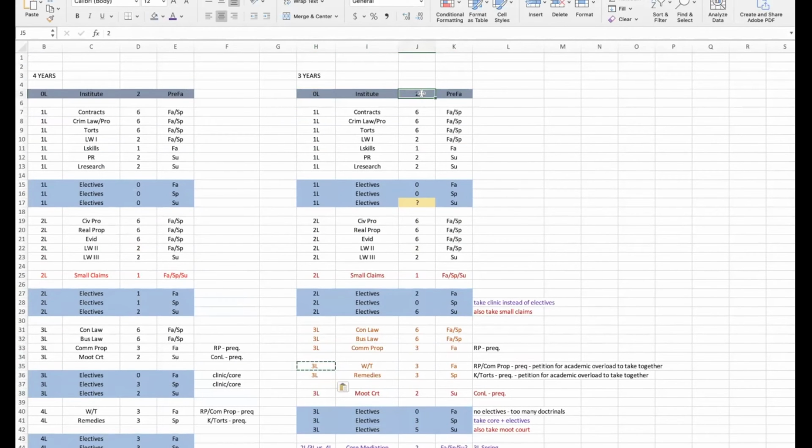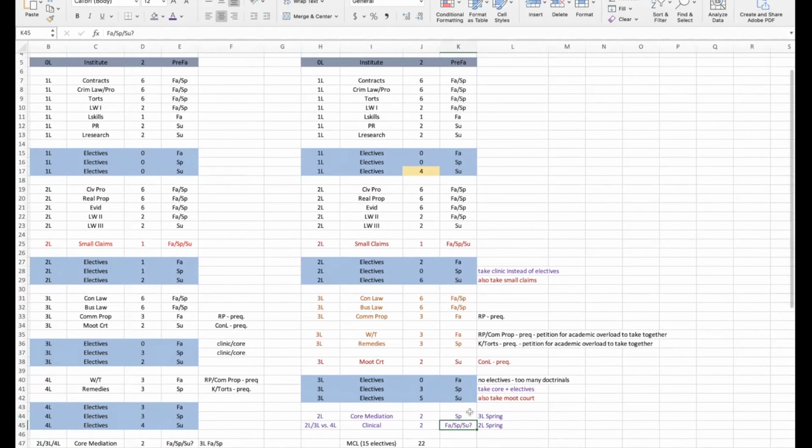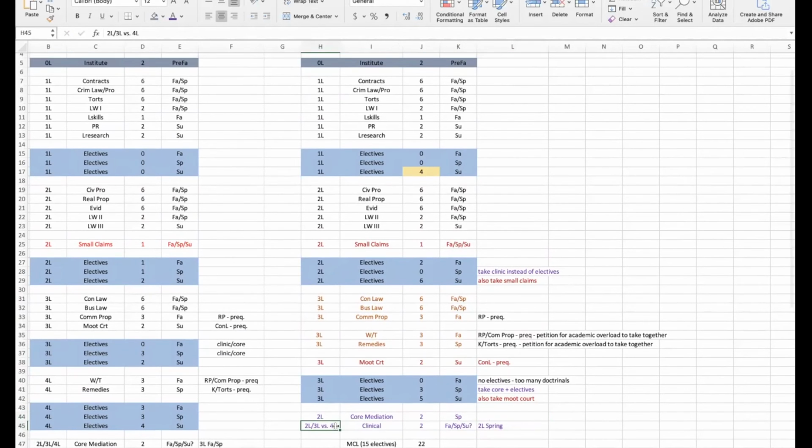So if they've had the institute, they get 2 electives. They have another elective, let's just say they took 4 electives in the summer. And then after, you could see, hey, did they finish their core mediation requirement? If they finished it already, you can say they did it in their 2L year and they did it in the spring, right? So then you could keep a note of it. And they're going to do their clinical units in their 3L year in the spring and the summer. So you can show them how they can keep track of all this and then kind of just play around.